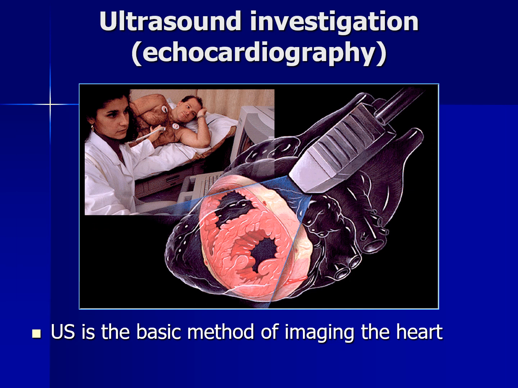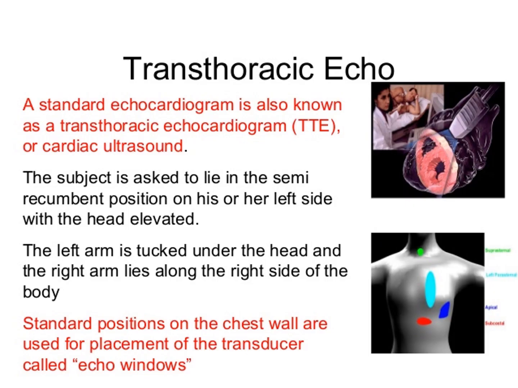Ultrasound examination is the basic method of imaging the heart. How to make a transthoracic echo. A standard echogram is also known as a transthoracic echocardiogram or cardiac ultrasound. The subject is asked to lie in the semi-recumbent position on his or her left side with the head elevated. The left arm is tucked under the head and the right arm lies along the right side of the body.